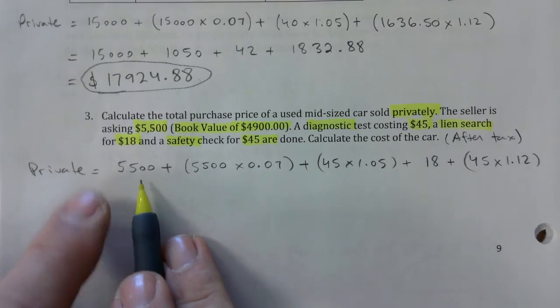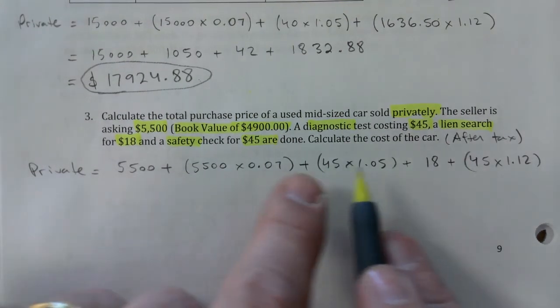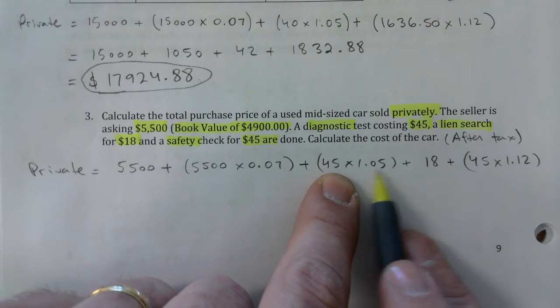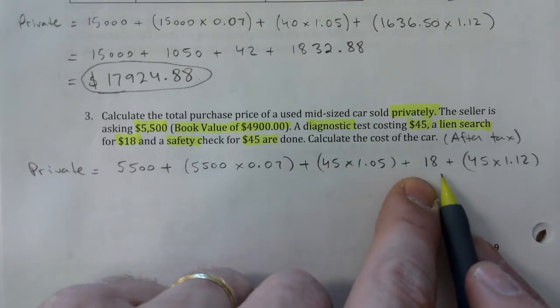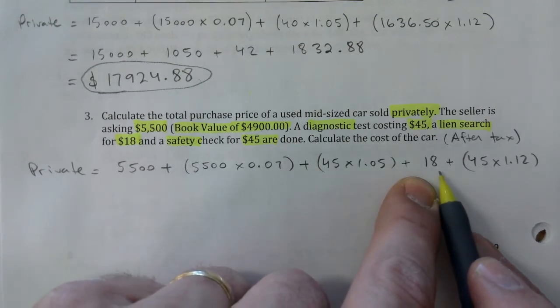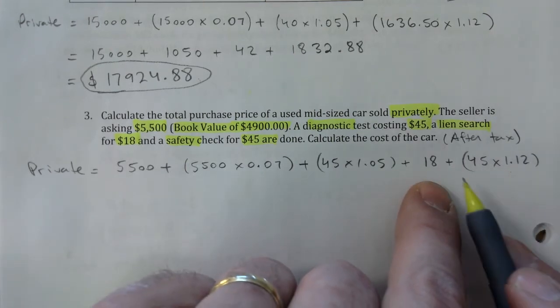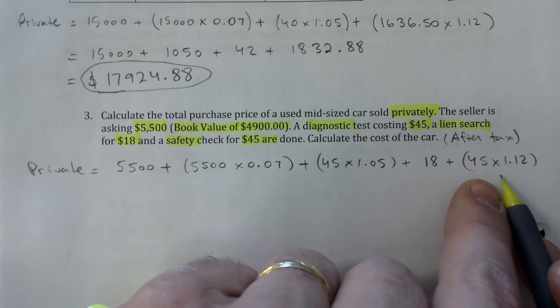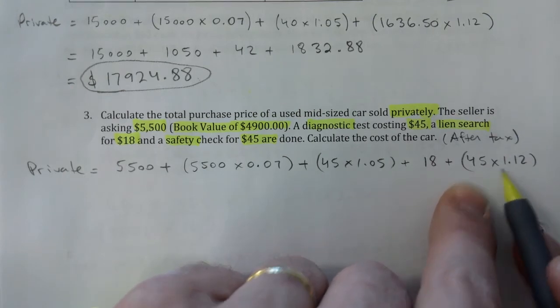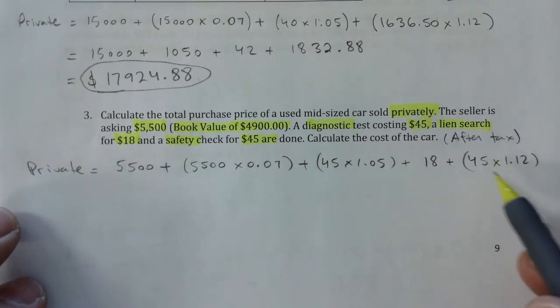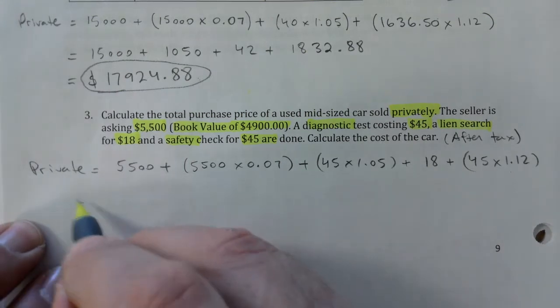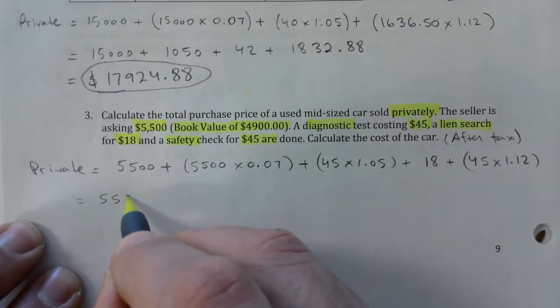Okay, so purchase price, PST, safety, and you add GST to safety. Lien, there's no taxes on the lien search. If you don't know what a lien search is, go back to yesterday's lesson, right? The video's up. And then this is the parts and labor part. Okay, so let's write it down one more time.